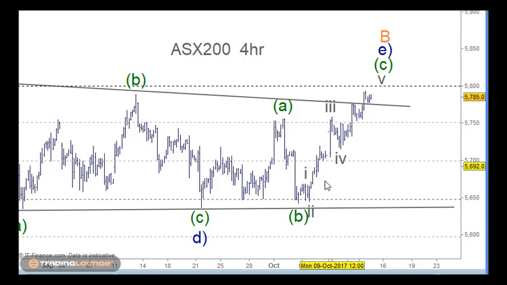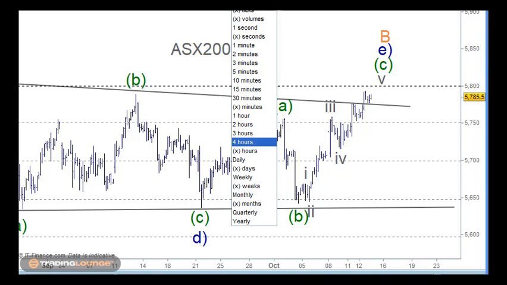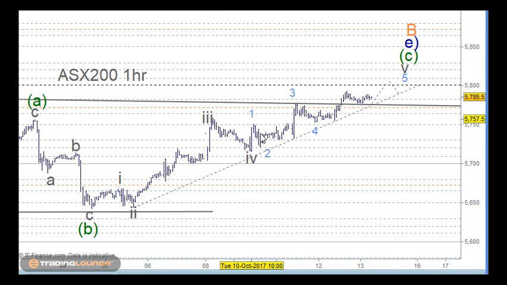The move up through here counts here as 1 and 2, and then wave 3 up here, wave 4, and then going for wave 5 up here, which is 1 and 2 and 3 and 4 and 5 here, not finished yet. And on the hourly chart we can pretty much bring this down here.